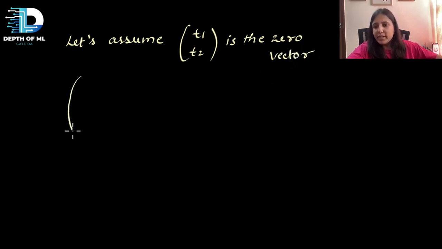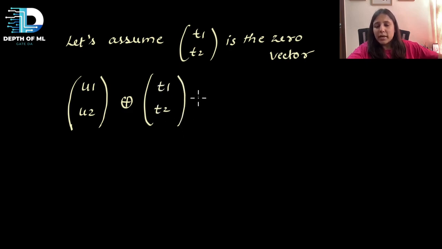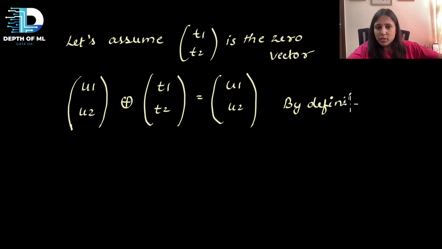So if I take any vector here, say u1 u2, and I add the 0 vector t1 t2, then I should get back the same vector u1 u2. This is by definition of the 0 vector. If you have not seen this, you can watch the lectures on vector spaces that I have added before in this playlist, so that you understand how the 0 vector works. This comes from one of the axioms of vector spaces. Fine. So this is by definition.